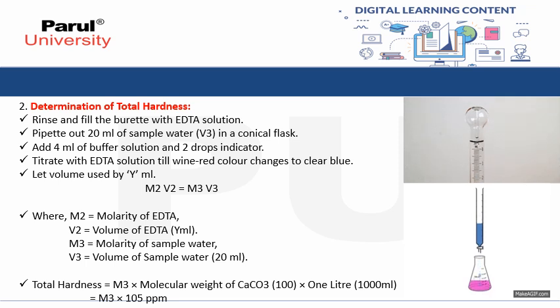Determination of total hardness. Rinse and fill the burette again with EDTA solution. Pipette out 20 ml of sample water, which is volume V3, in a conical flask. Add 4 ml of buffer solution and 2 drops of indicator. Titrate the sample solution with EDTA solution till wine red color changes to clear blue. Again, now assume the volume used is Y ml.